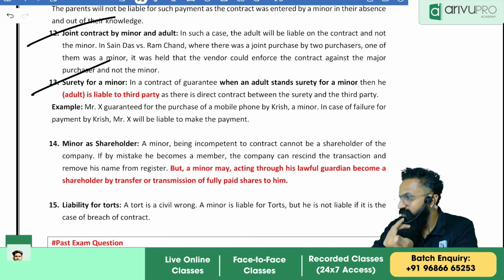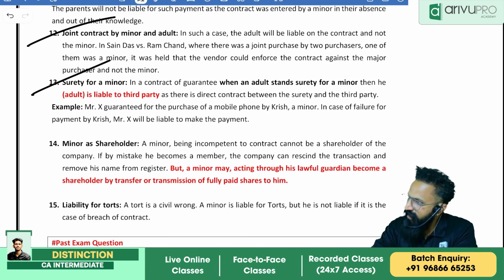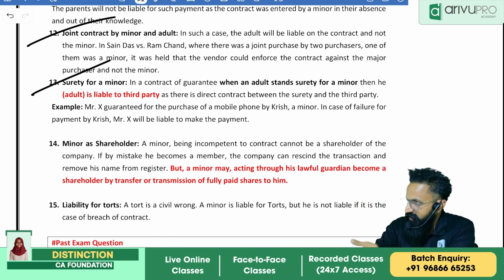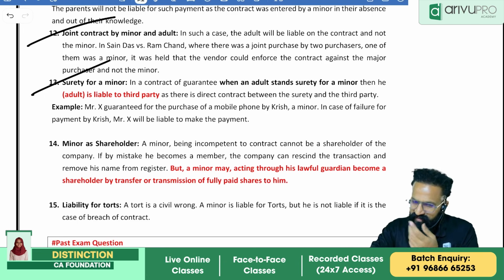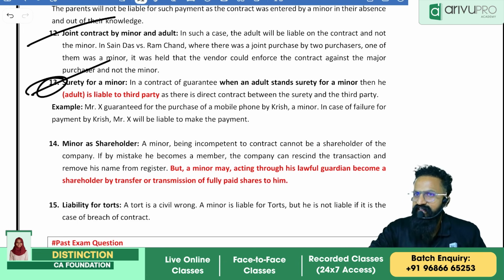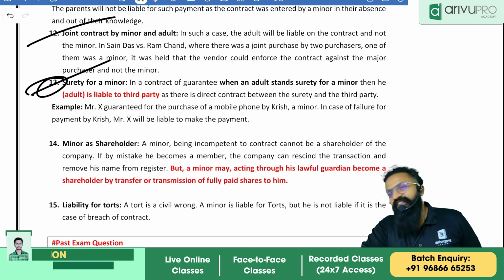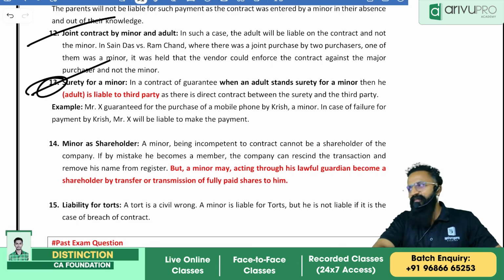A minor has borrowed, and surety is given by a major. Is it allowed? The minor has borrowed the loan. Who has given the guarantee? An adult has given it. Is it an enforceable contract or not? Yes, it is an enforceable contract. That is what they are telling you. Anyone who has given a surety for a minor will be liable. The minor will not be liable.